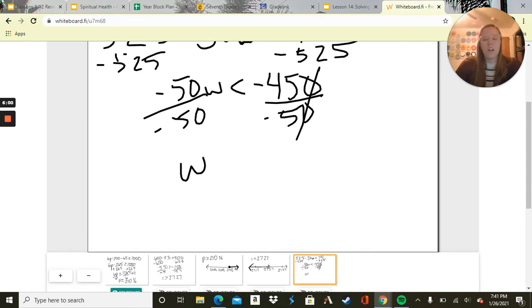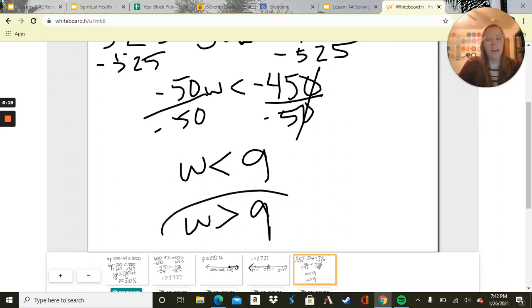So W is going to be less than 9. But remember we learned yesterday, if you divide or multiply by a negative, you flip the sign. So it's actually W is greater than 9. Okay, so you flip that sign. You can totally do it right away here, or you can wait and make it your last step, but just make sure you do that.